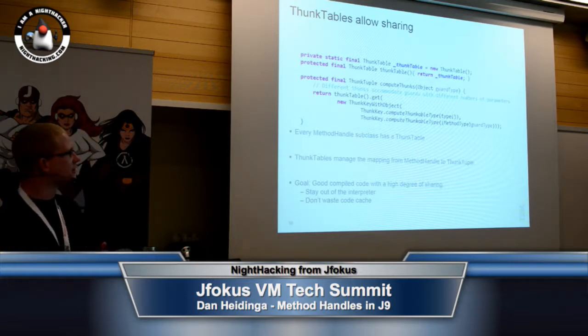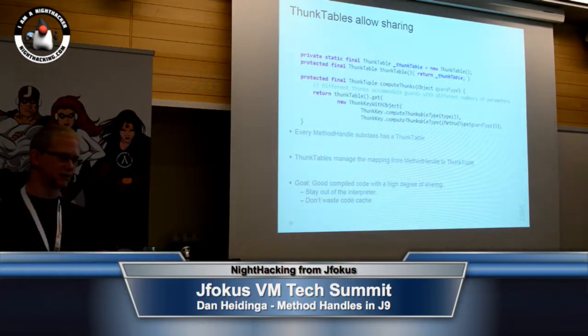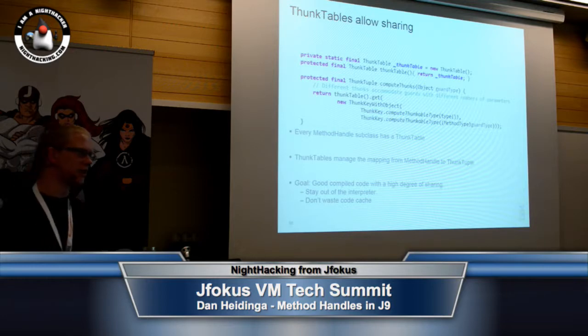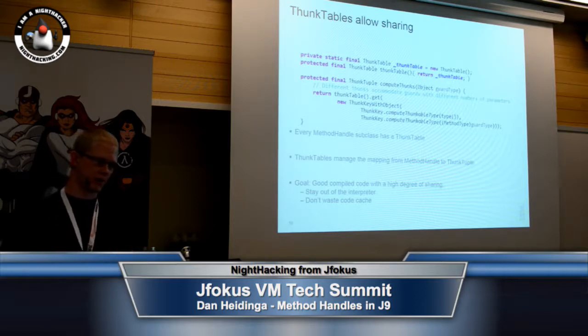The extra piece here is that it's not just the incoming signature or the method type that you use to invoke the method handle under. We actually care about some extra piece of data. In this particular case, the arguments that you pass to the guard. So if your guard only takes two of the arguments that your full method handle takes, that'll get a different chain or a different thunk tuple than somebody who took all of them. So there's a small amount of specialization in these, but it's pretty simplified code. And again, the goal of this is to get out of the interpreter and not waste code cache.